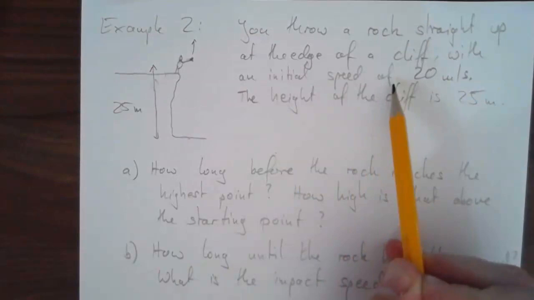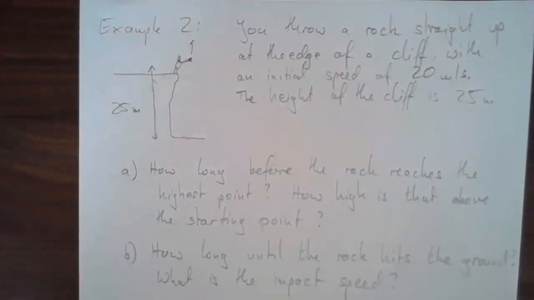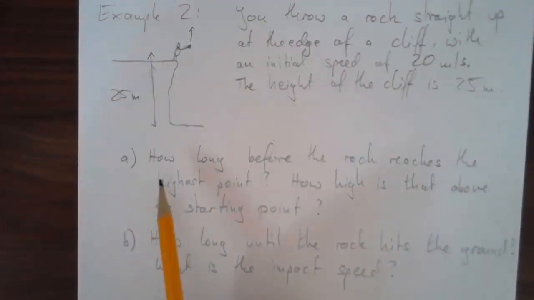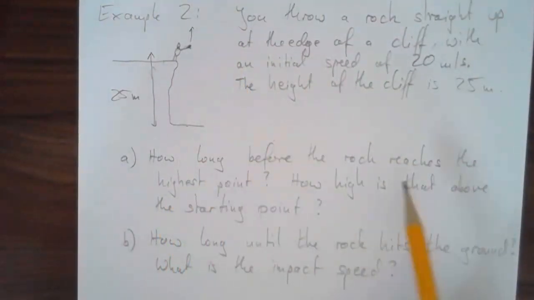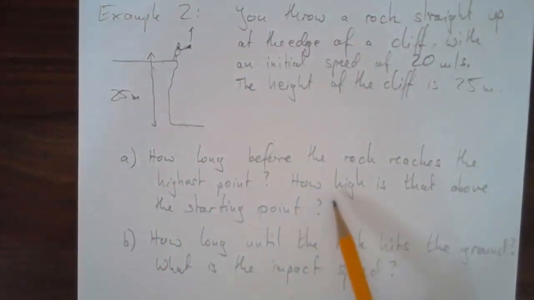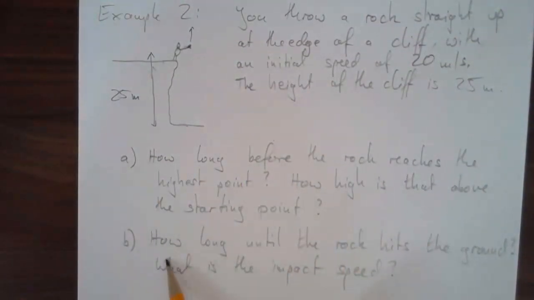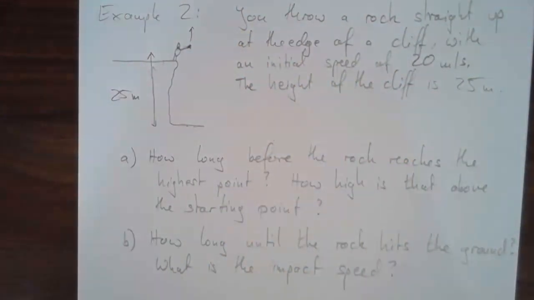And so, as I said, we're throwing it upwards, but with an initial speed of 20 meters per second. So that's given as part of the setup. Now, the two things we want to know is how long before the rock reaches the highest point where it turns around, and how high is that above its starting point? And then part B, how long does it take for the rock to come all the way back down and hit the ground? And when it does so, what is the impact speed?